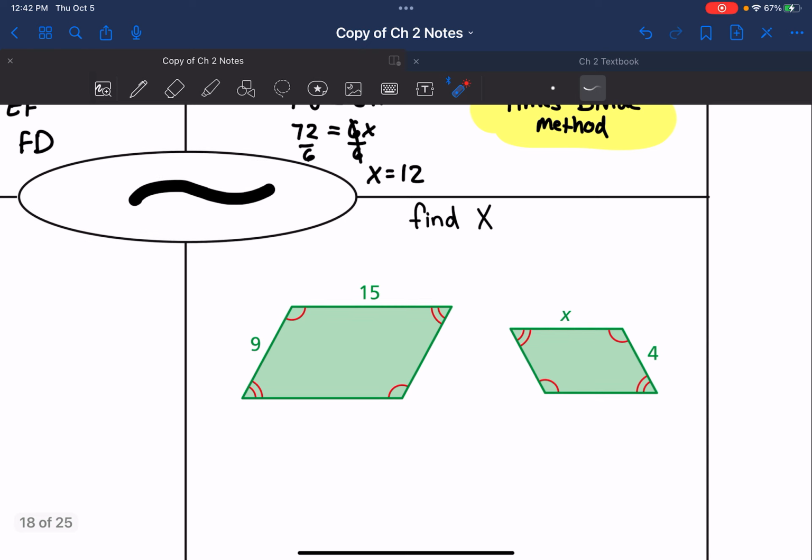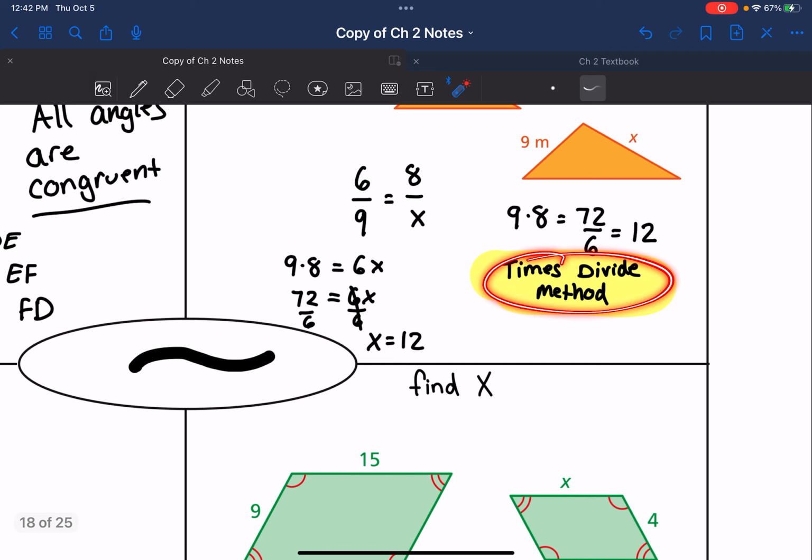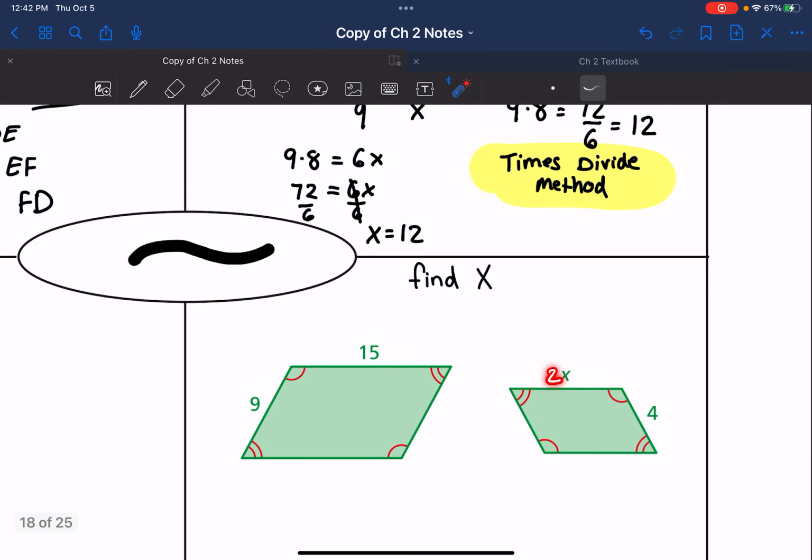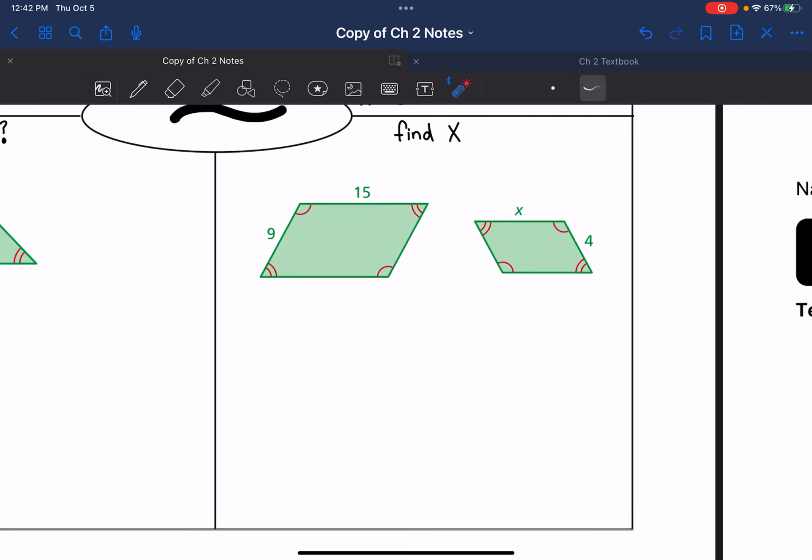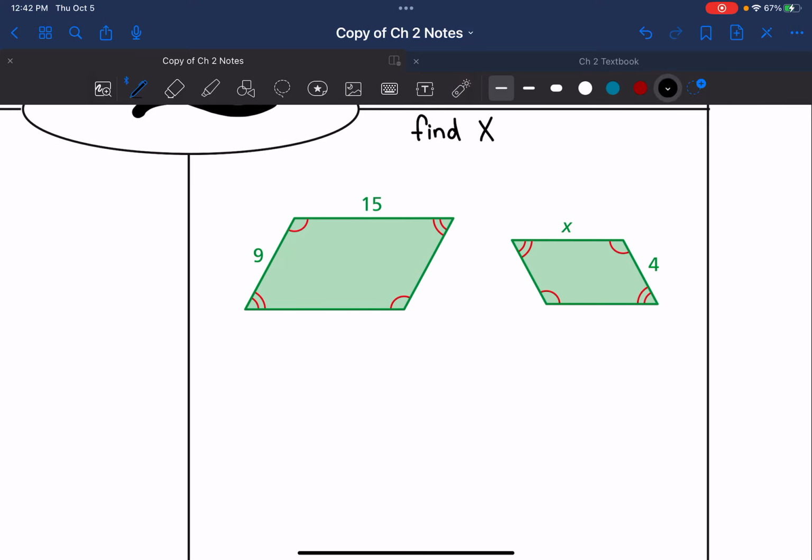Since x isn't something weird like x plus 2 or 3x or 4 minus x plus 1, since x is just plain old x, we can do the times divide method. It's way faster. The only time I'd really say you want to do the cross products method is if x was funky, like 2x or 4 minus x, right? Something weird. Let's do the times divide, sorry.